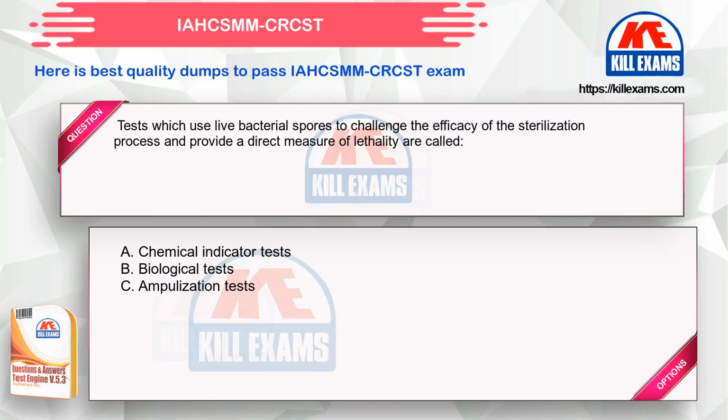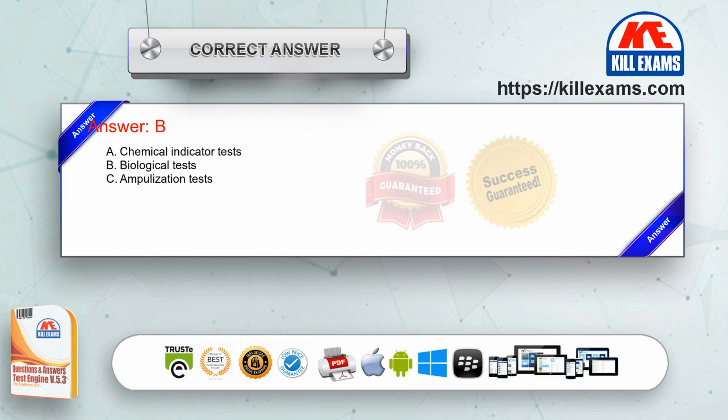Tests which use live bacterial spores to challenge the efficacy of the sterilization process and provide a direct measure of lethality are called: A. Chemical indicator tests. B. Biological tests. C. Ampulization tests. The correct answer is option B.